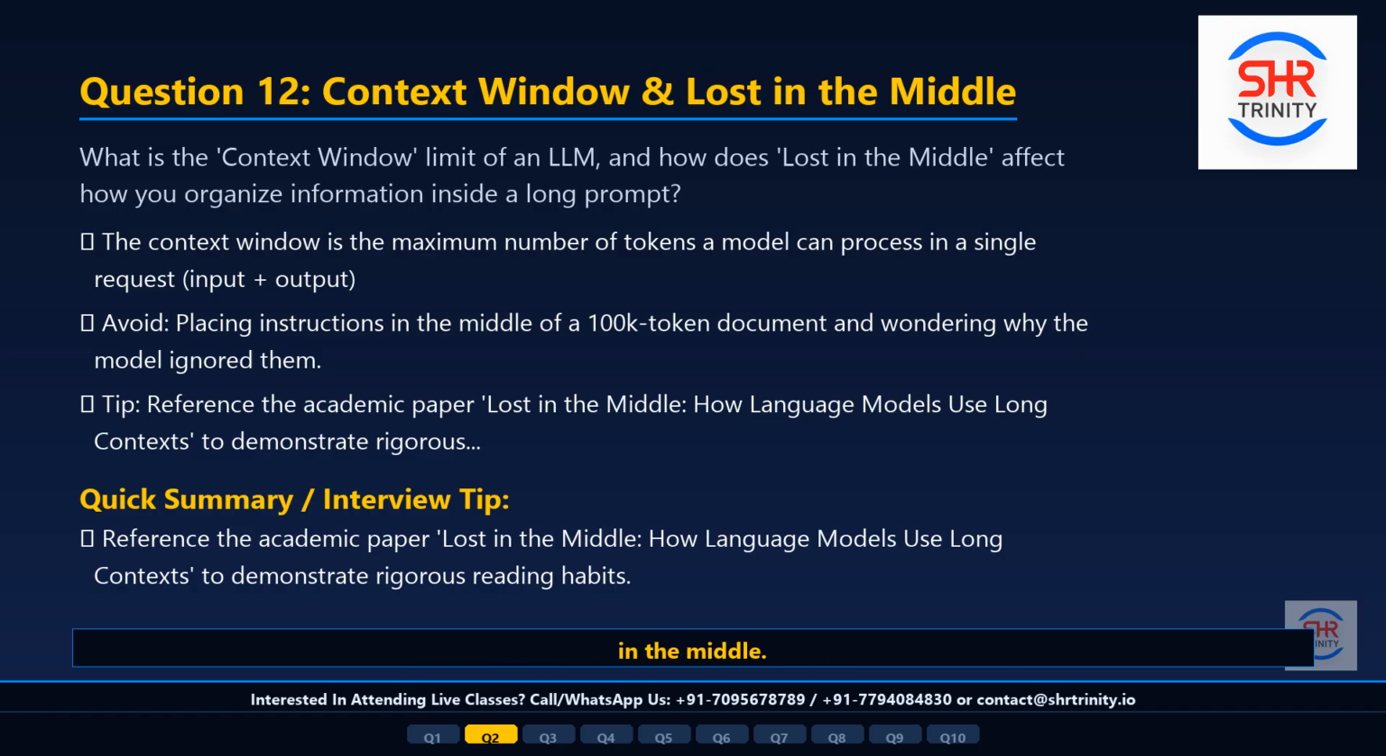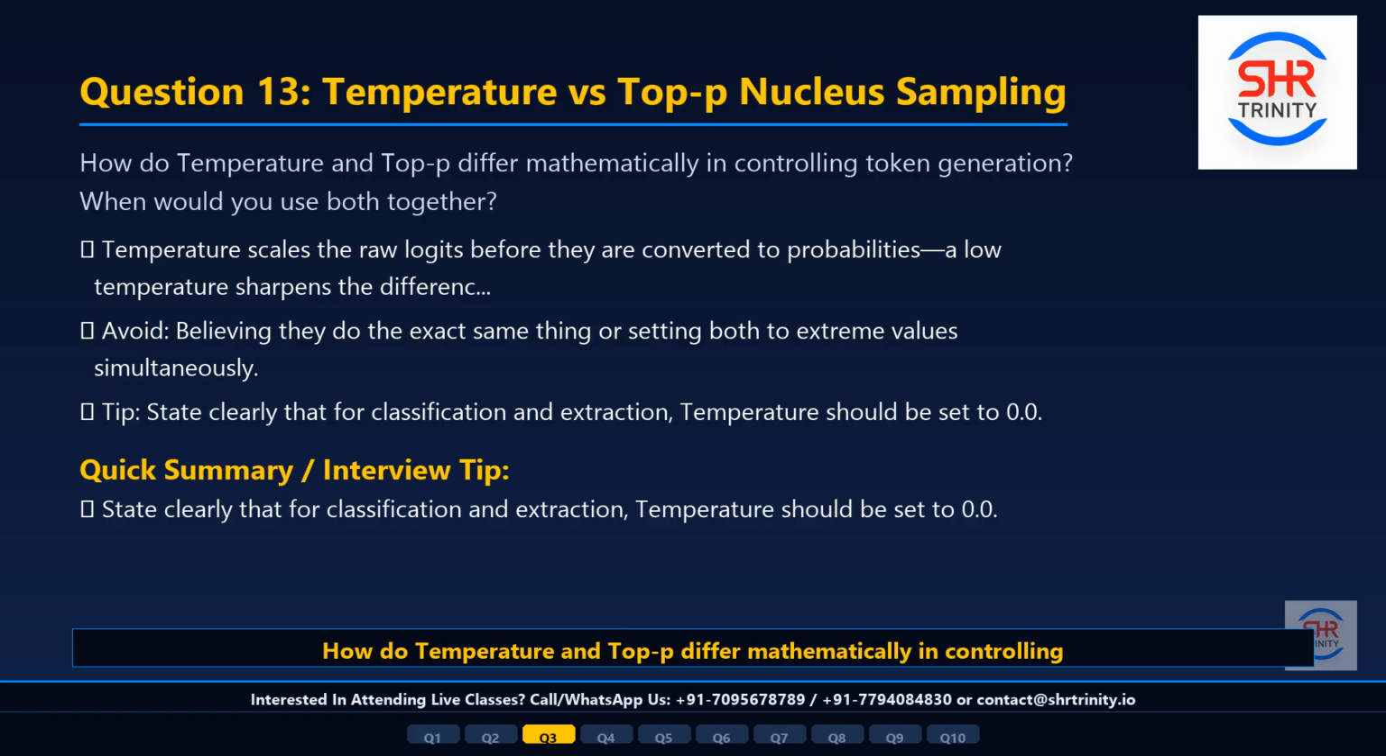Question 13. How do temperature and top P differ mathematically in controlling token generation? When would you use both together?